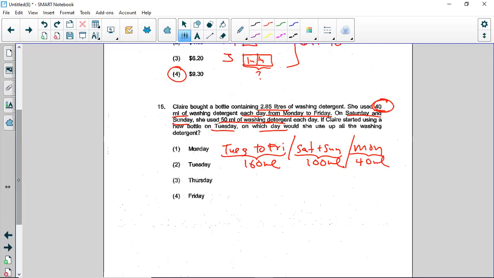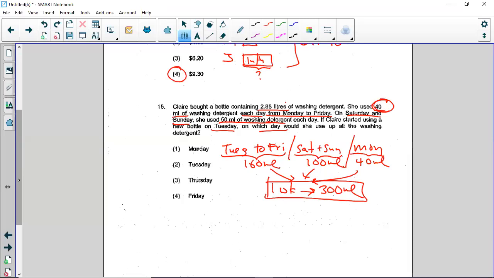Okay, so you make 1 group, 1 week. 1 week, how much ml? Okay, so you add all this together. So 1 week will be how many ml? 160 plus 100 plus 40, that will be 300. Okay, 300 ml, which is 1 week. So 1 week she used 300 ml.